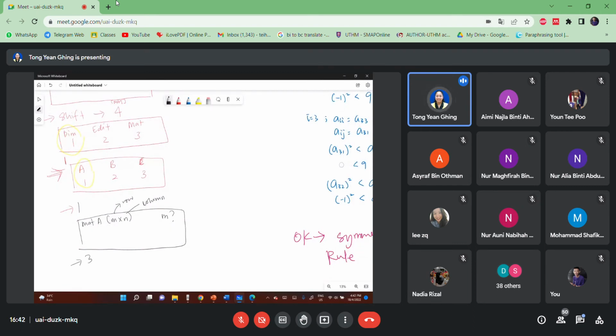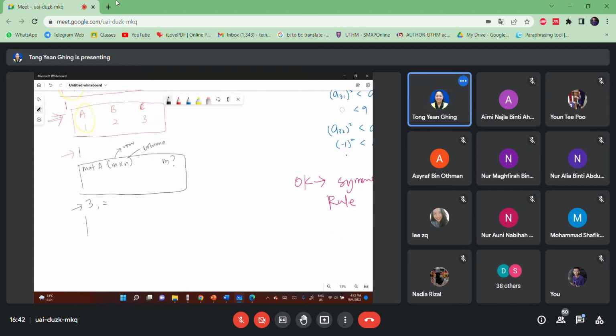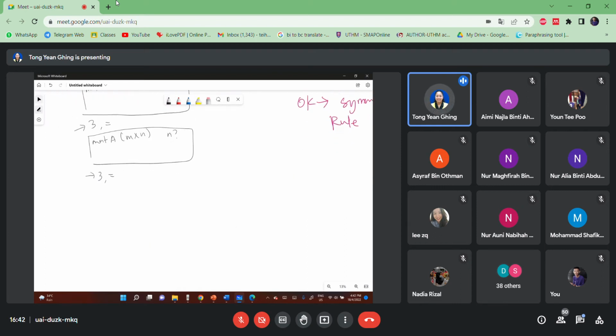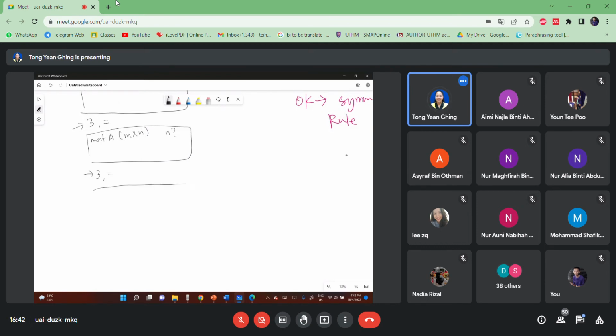Then press equal to, and it will ask you, M times N, Mat A, what is your N? Your N is also 3, so press 3, equal to. Then it will ask you to key in the matrix A values one by one, starting from 1, 1.